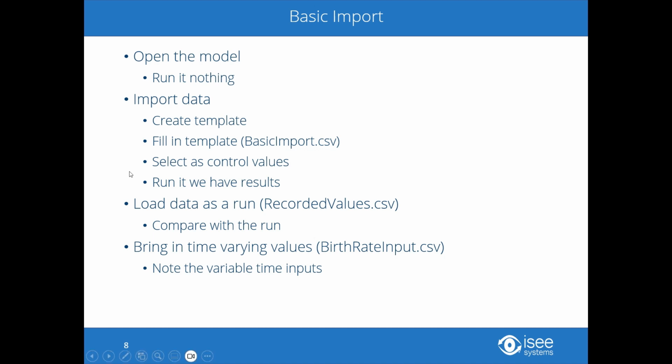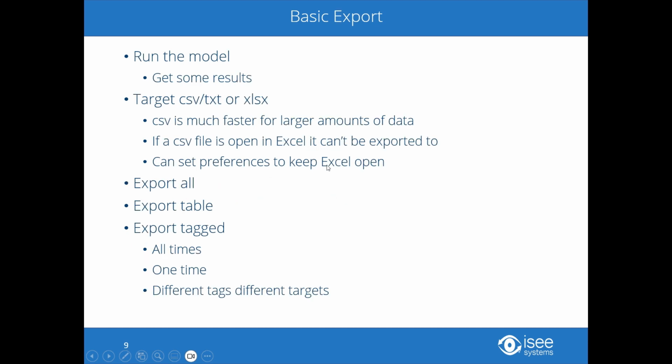So that's the basic import process. It's fairly straightforward. It gives you a lot of flexibility in terms of bringing in data to a model. And then I want to look at the basic export process, which in a sense is the reverse of the import process. I'm going to have a model where we have some results, and then I can target either CSV or text files or XLSX. CSV is much faster when you're working with large amounts of data. It's actually what I prefer in most of the production work that I do.